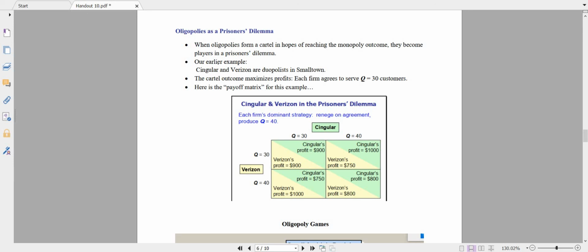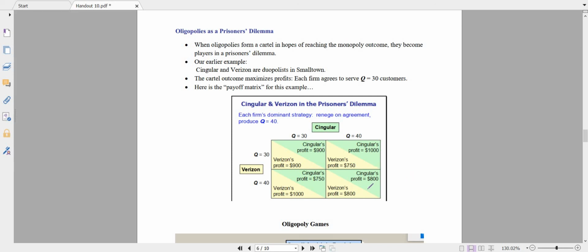So if you remember the example that we just did, the Singular and Verizon example, which are the two duopolists in town, the cartel outcome was 30 and 30. You can see that I have converted that table into this payoff matrix here. Actually, here it's capturing 4 situations. Verizon produces 30 or 40, Singular produces 30 or 40. So there are 4 outcomes which are possible, where both the companies produce 30 and 30. In the last box you can see that both the parties are producing 40 and 40. In this box over here, Verizon is producing 30, Singular 40, whereas in this box here, Verizon produces 40 and Singular 30.